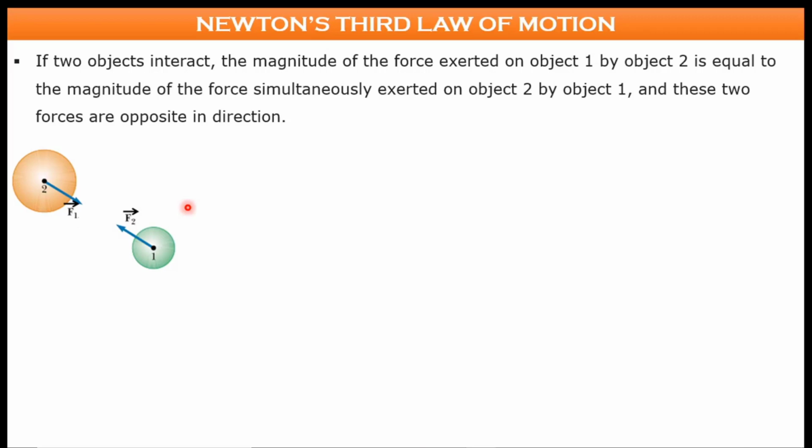One force is called action, the other is called reaction, and we call them action-reaction pairs. It cannot be that Earth is pulling the moon, but the moon is not pulling the Earth. No, there is no such thing. If Earth is pulling the moon, the moon is pulling the Earth. Even their magnitudes are equal.